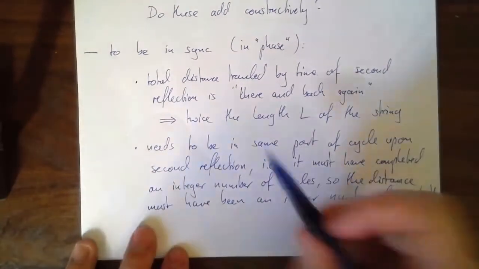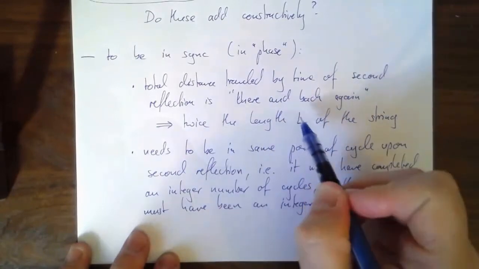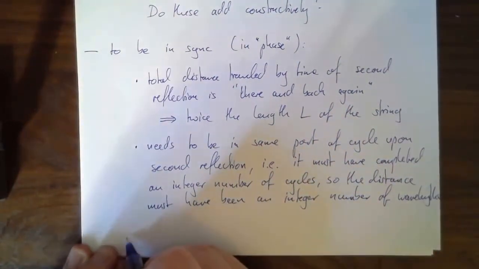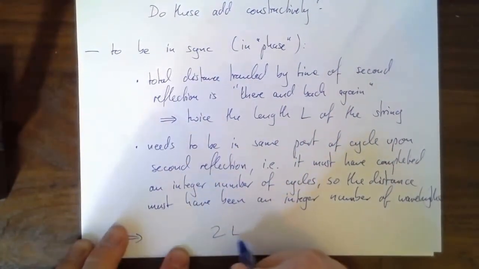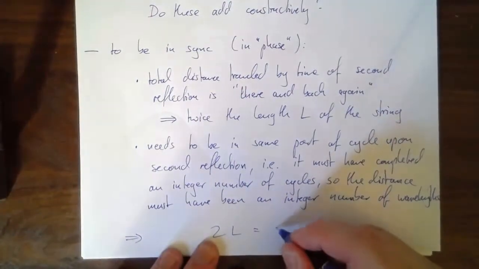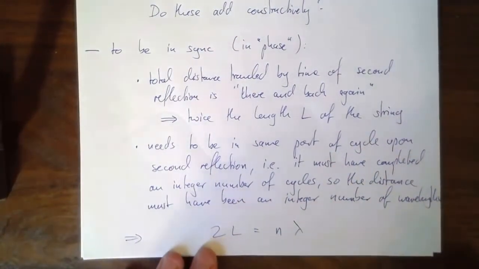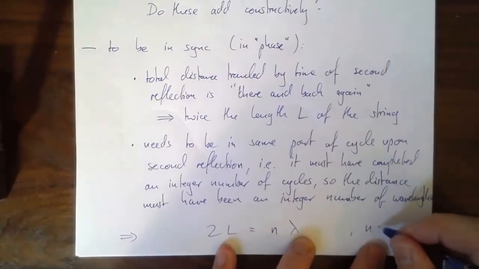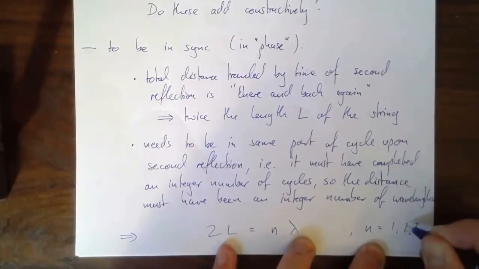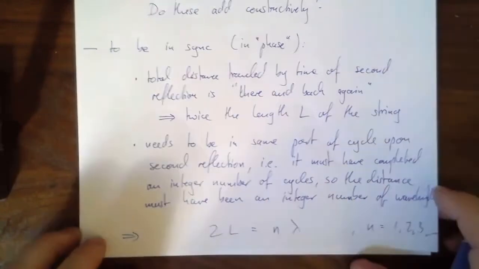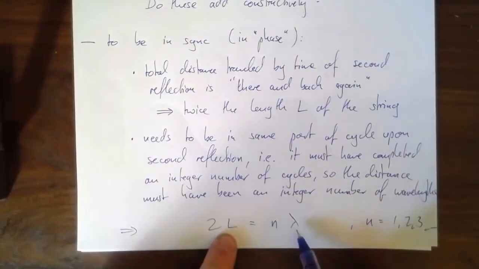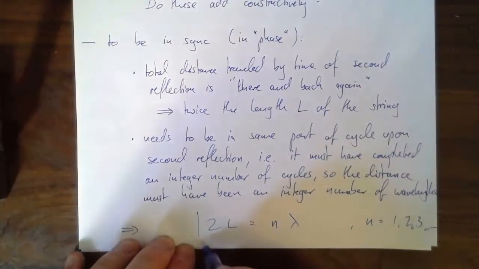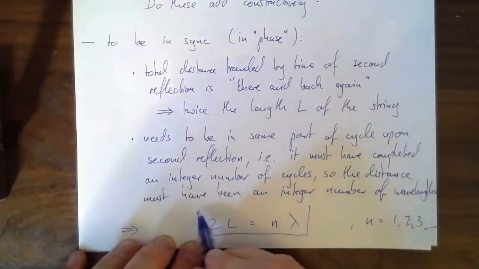Alright, let's write this down. The distance is 2L, twice the length L of the string. So the upshot is, the condition is 2L equal to n times lambda, where n is 1, 2, 3, one of those. Depends on L, depends on lambda. But that's the crucial condition, that n is an integer.